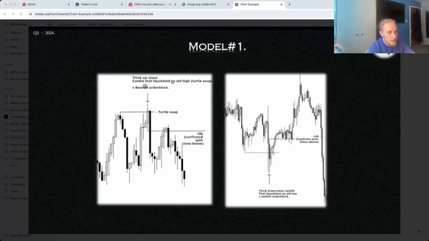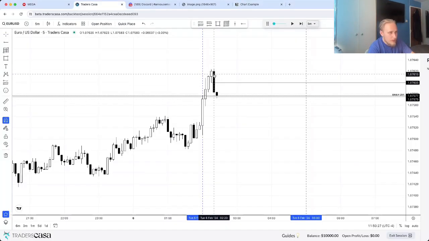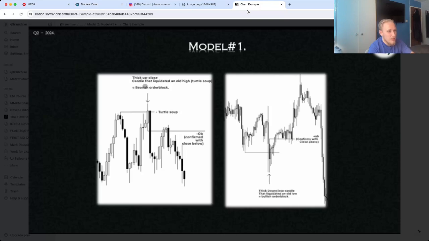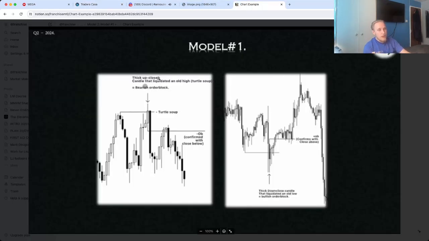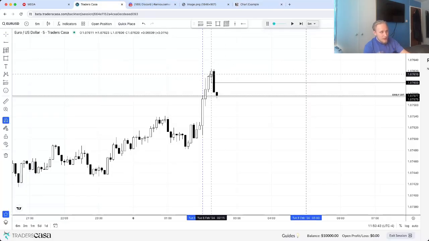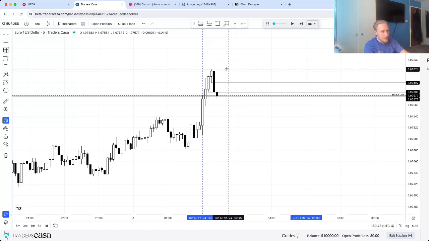Thick up close candle that liquidated an old high equals bearish. Thick down close. Now if you look at this one, that is not thick. I'd say that's the thick, but then also he does use the wick. So I'll just start using the wicks. As you can see, thick up close, thick down close. That isn't thick. This is thick, so I could have used that. We'll have a look at that level there.